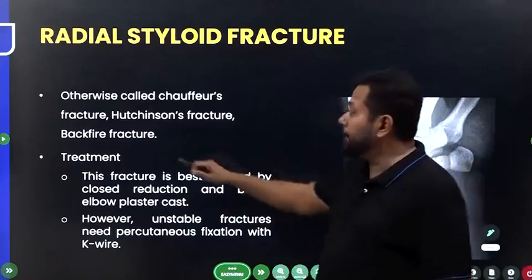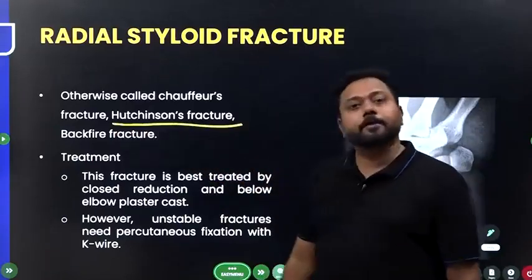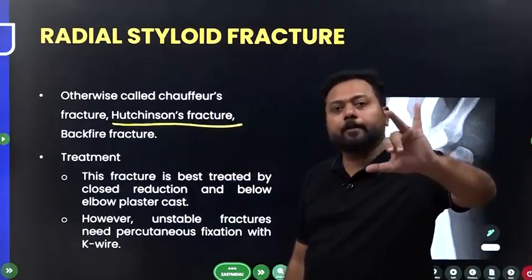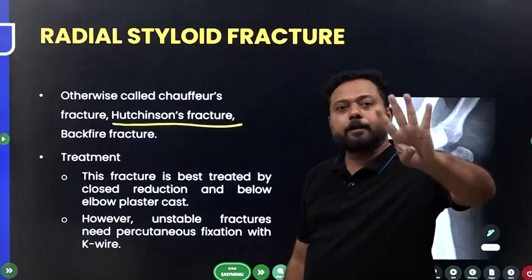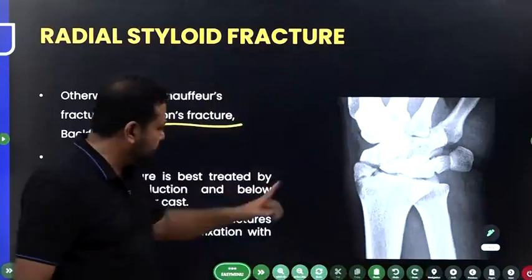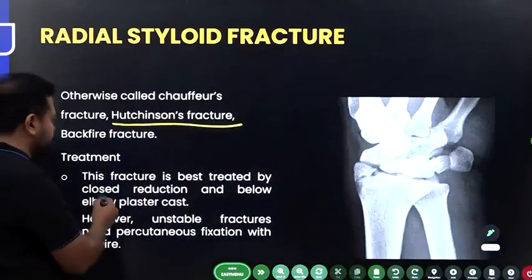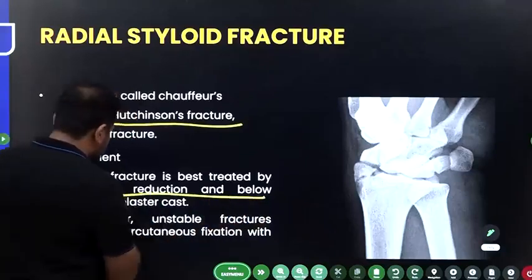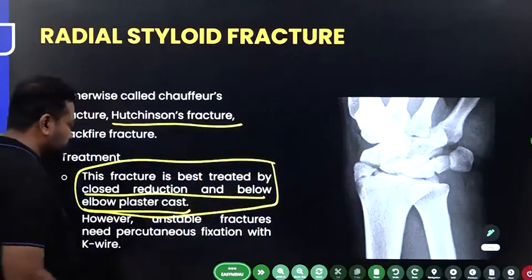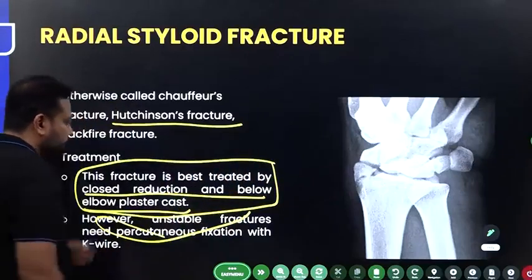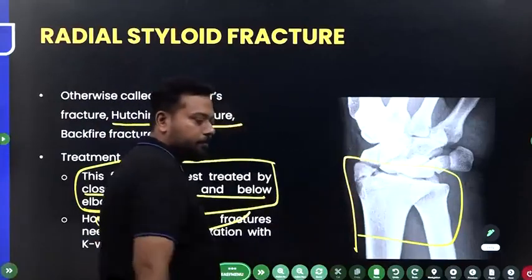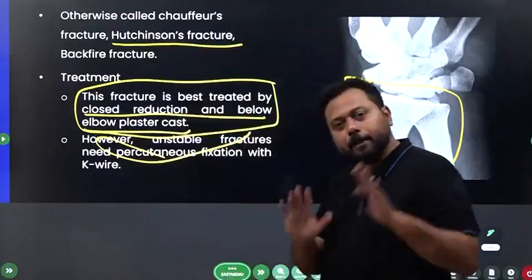This was first described by the great physician Hutchinson. So this is called Hutchinson's fracture. So what are the synonyms? Radial styloid fracture, backfire fracture, Chauffeur's fracture, Hutchinson's fracture. All four are one and the same. Coming to treatment of radial styloid fracture, it is best treated by closed reduction and below elbow POP cast. This is the standard treatment of choice. You can forget about this line. The treatment of choice is below elbow POP cast.